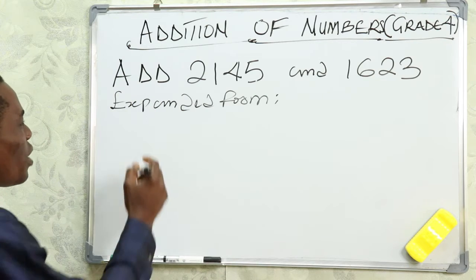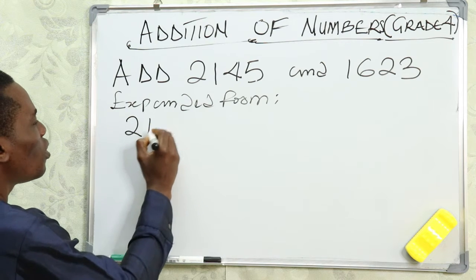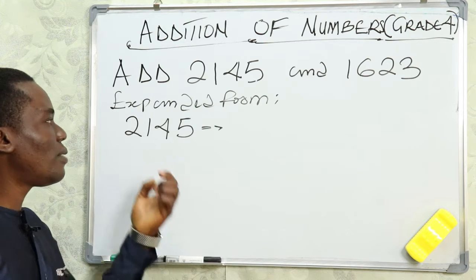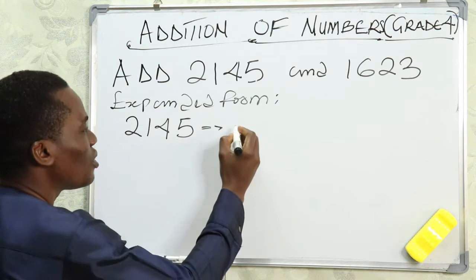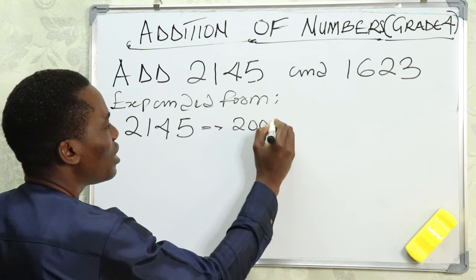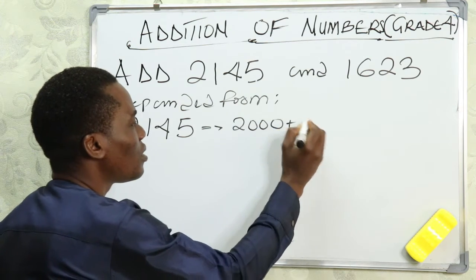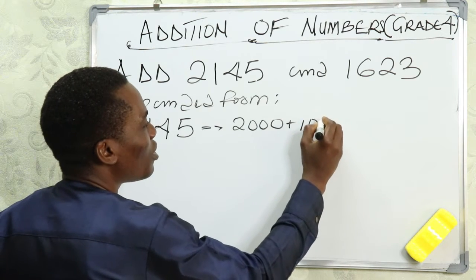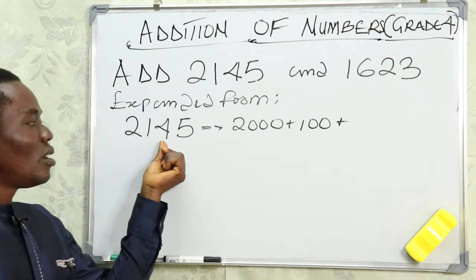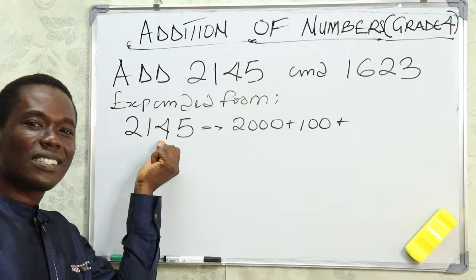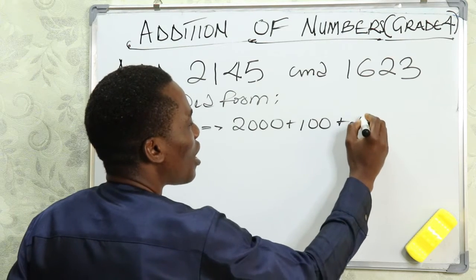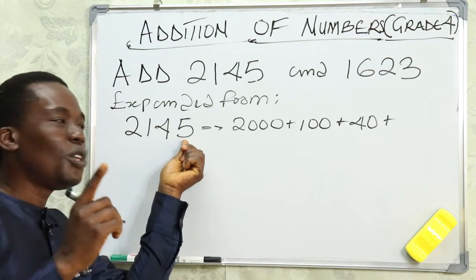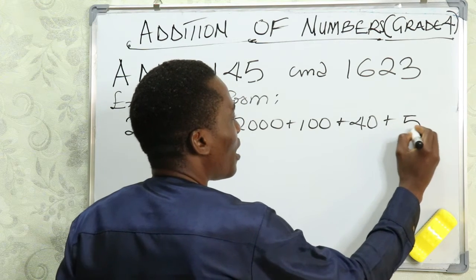Now pay attention. When you have a number like 2145, we want to place the digits in their place values. 2 is in the thousands place, and we'll have it as what? 2,000 plus 1 is in the hundreds place, we'll have it as what? 100 plus 4 is in the tens place, we are going to have it as what? 40 plus 5 is a unit and it's in the units place, we're going to have it as just 5.